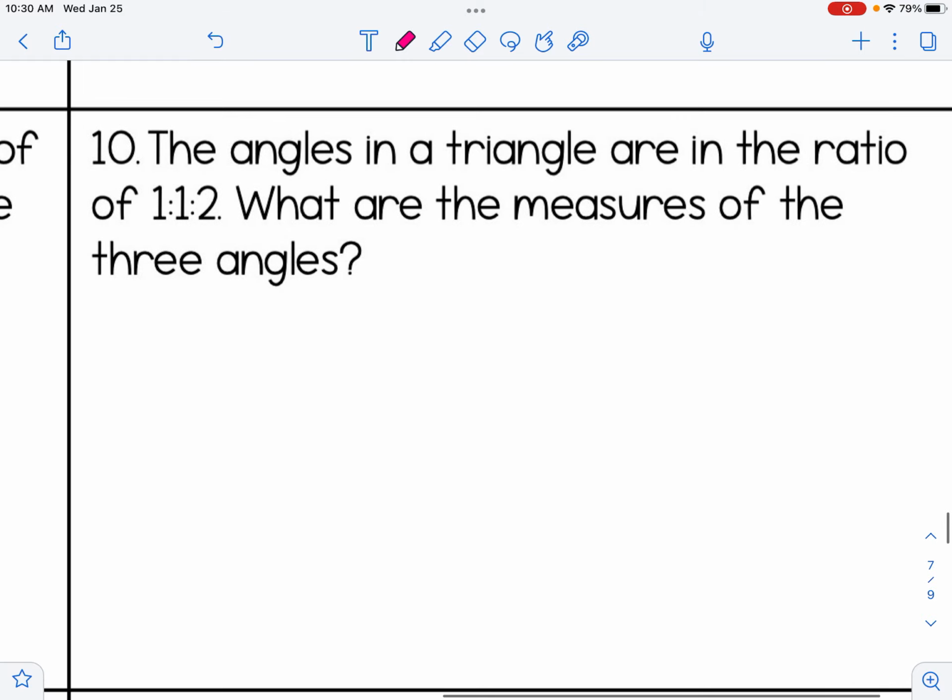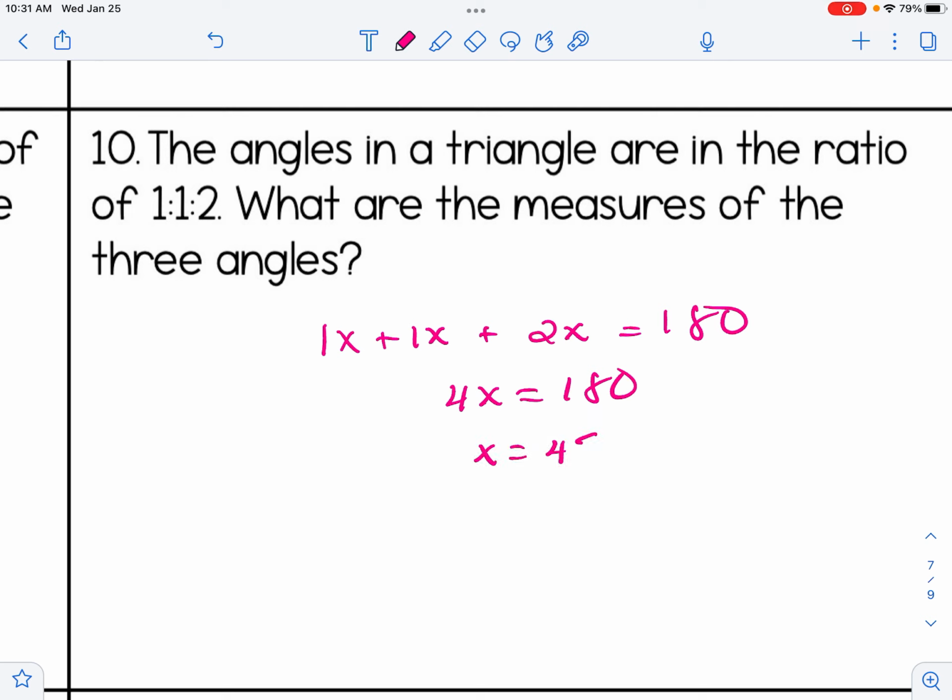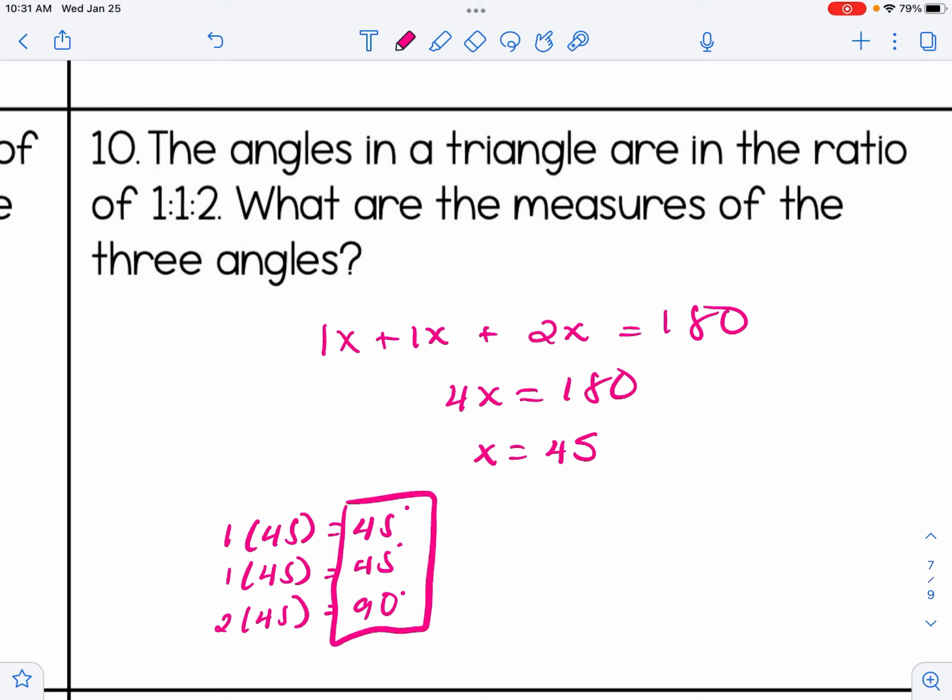We see a very similar problem right after this, but now they're in the ratio 1, 1, and 2. So I'm going to go ahead and add x's in there to create my equation. And I'm going to repeat basically the same algebra process, combine like terms, isolate the variable. And so that 1x, or that 1 times 45, of course, just gives us back 45. And we have two congruent angles there. And the 2x gives us 2 times 45, which is 90 degrees. So our three angles are 45, 45 degrees, and 90 degrees.